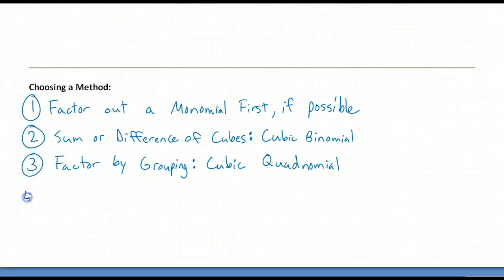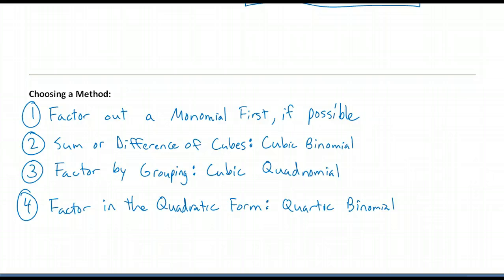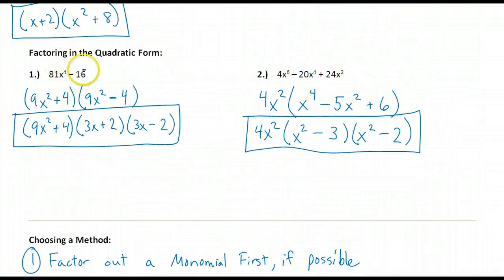And the last way to factor is in the quadratic form. To factor in the quadratic form, we need to have a quartic binomial. And if we have a quartic binomial, we're going to factor the problem just like this, like it's the difference of 2 squares.